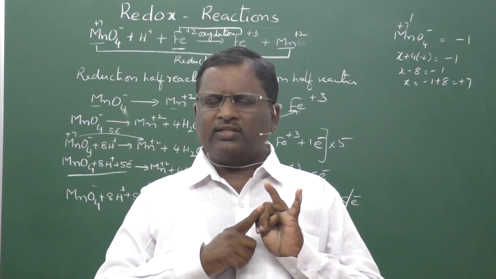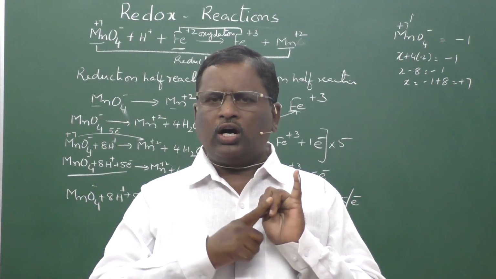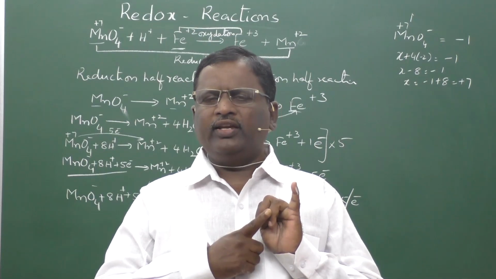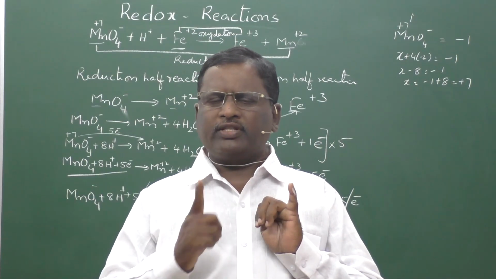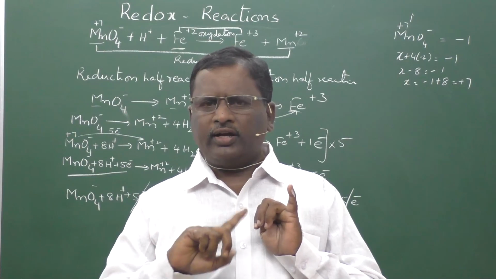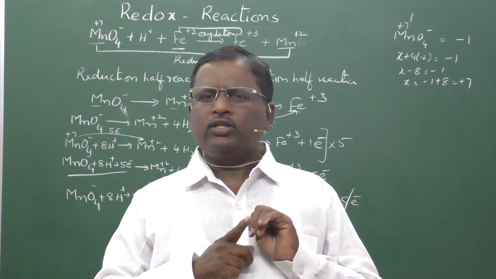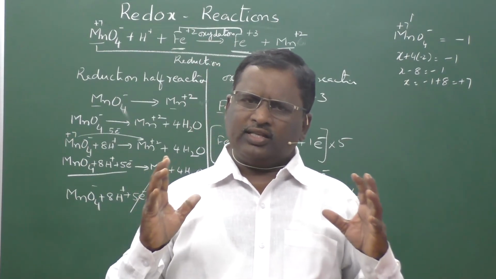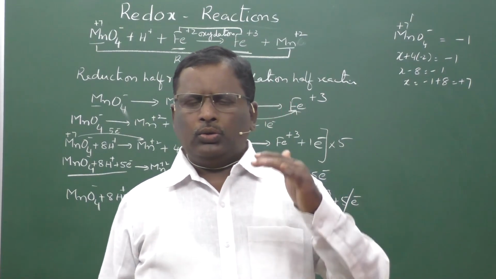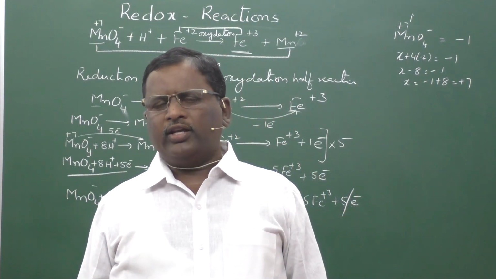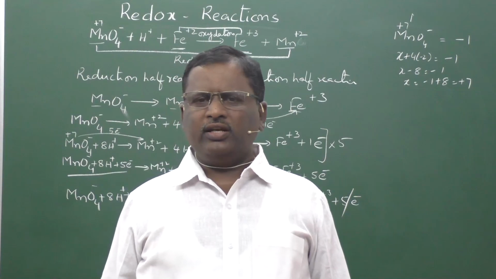After balancing the electrons, if necessary, multiply the whole half reactions with suitable coefficients. After balancing the half reactions, add the two half reactions to get the final equation. If any species are present on both the reactant side and product side, you have to cancel those species. These are the 10 steps that you have to follow while balancing an ionic equation by the half reaction method.